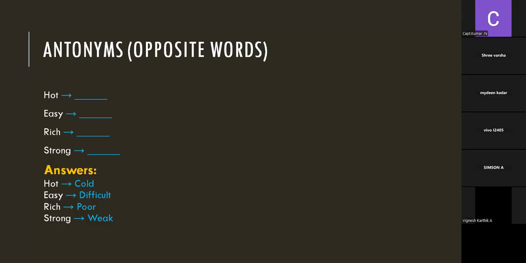Now let's read the antonyms. Opposite words. I gave you 4 questions here. Now, can you just answer my question? The first, hot, cold. Easy, difficult. Hard, strong, weak, good.